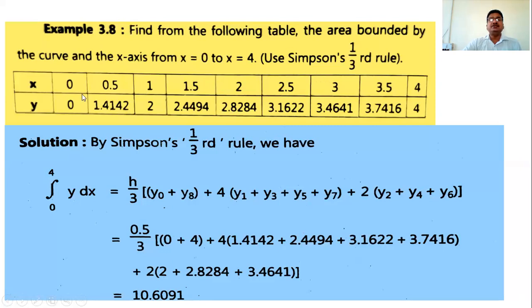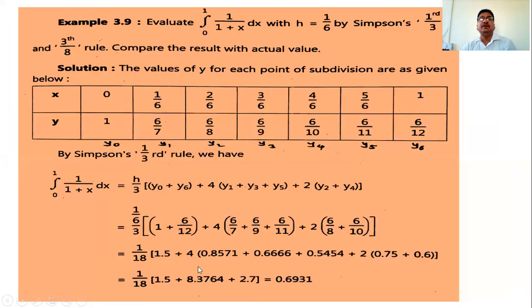So how can we find h? h is not given in this problem. h is the next value minus the previous value. That is 0.5 minus 0 is 0.5, or 1 minus 0.5 is 0.5, or 1.5 minus 1 is 0.5. So we find h by using the table. So h is 0.5, divided by 3, and substituting all the values we get the answer 10.6091.